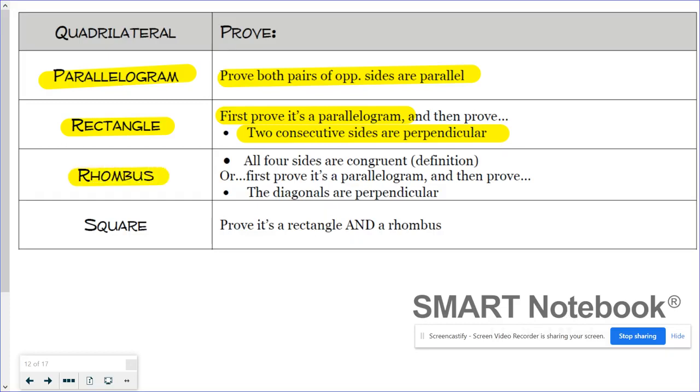For a rhombus, I could prove that all four sides are congruent. I'd have to use the distance formula 4 times. Or I can first prove it's a parallelogram and then prove that the diagonals are perpendicular. So once again, it's just all about the slopes. And lastly, for a square, I'd have to prove it's a rectangle and a rhombus to be a square.